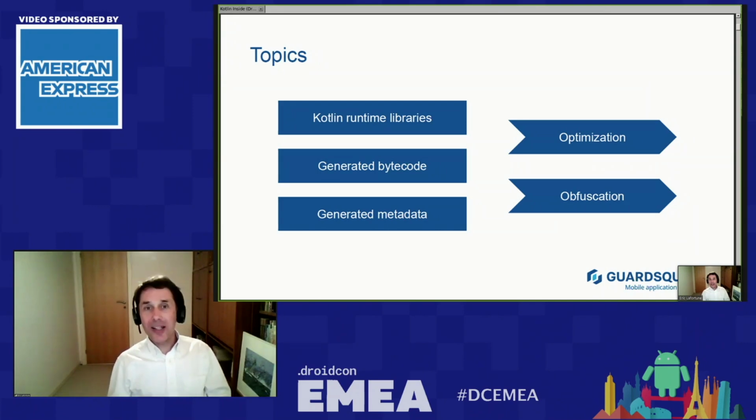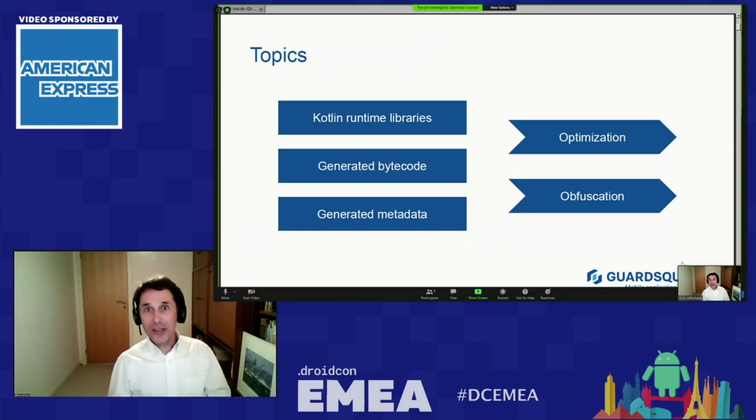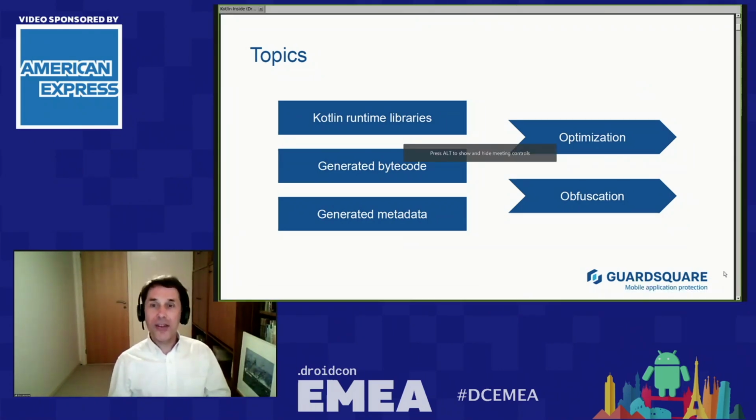So what are the topics that I'll be talking about today? I'll touch upon the Kotlin runtime libraries that go into Kotlin applications, the bytecode that the Kotlin compiler generates, the metadata that the Kotlin compiler generates, and I'll discuss how that interacts with optimization and obfuscation that you might apply. And I'll try to demonstrate that these are actually still very important and useful when you want to deliver a lean application. So I'll talk about size, performance, and security.